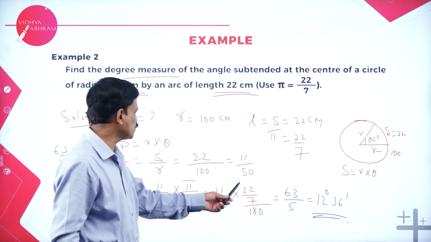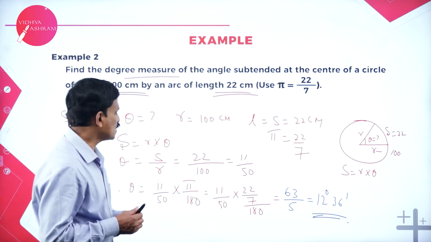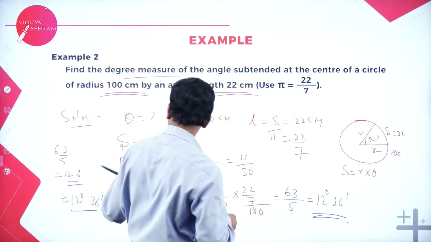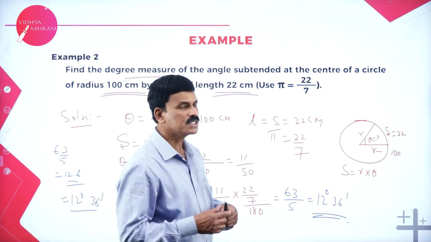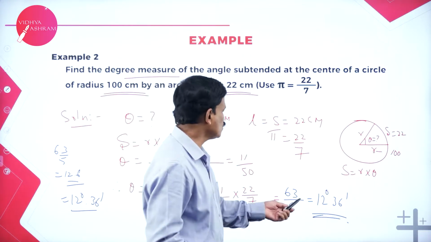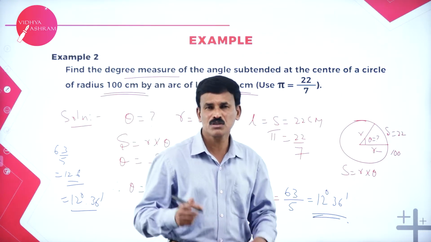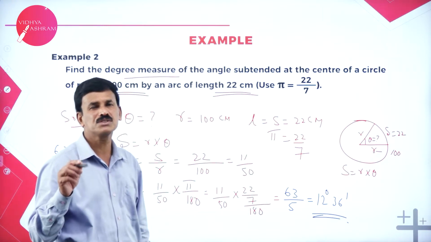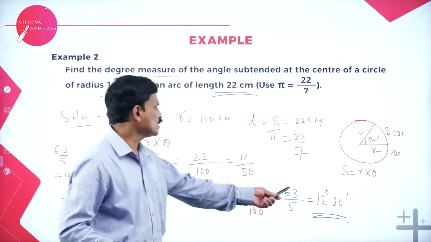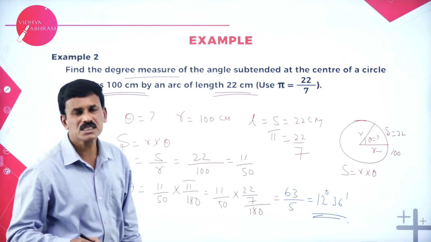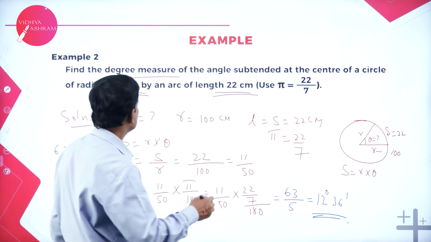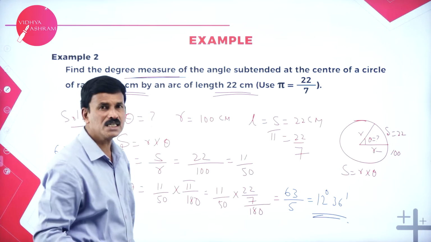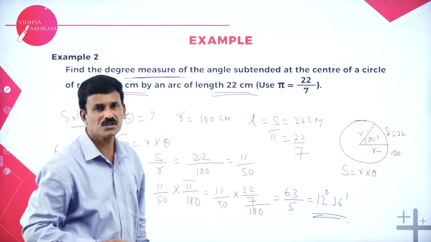That is 11 by 50 into pi, value 22 by 7, divided by 180, which is equal to 63 by 5. If you divide 63 by 5, you will get 12.6, and 6 into 6 is equal to 36. So, 12 degrees 36 minutes. 0.1 degree is equal to 6 minutes, so 0.6 degree is equal to 6 into 6, 36 minutes. So the angle in degrees is exactly 12 degrees and 36 minutes, which is the required answer.